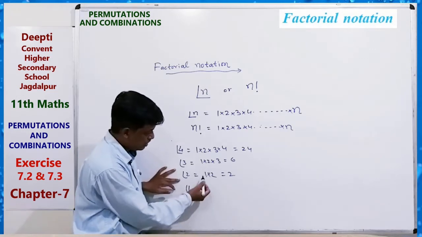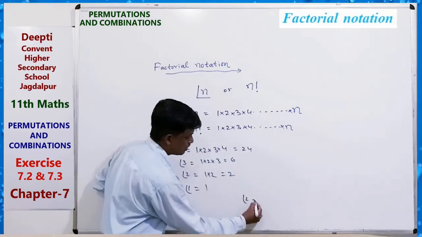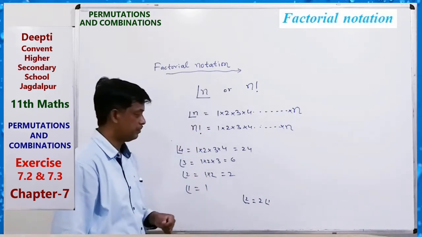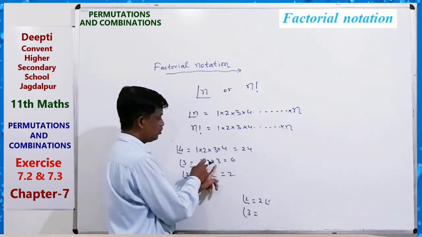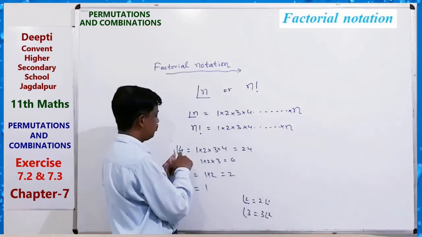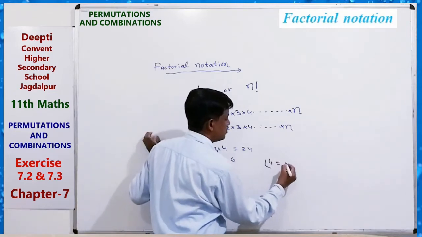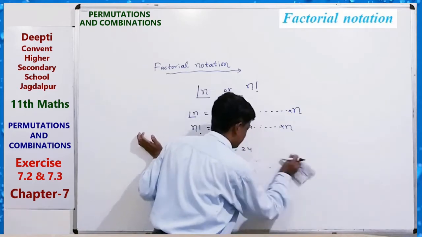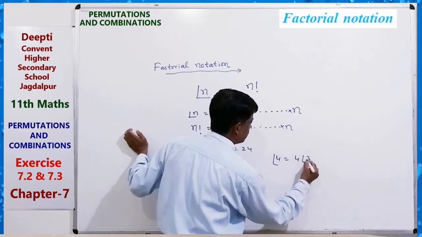Clear? So here we can see that 1 can be written as factorial 1. So factorial 2 can be written how? 2 into 1 factorial. Similarly, factorial 3 equals 3 into 2 factorial. Similarly, factorial 4 equals 4 into factorial 3. So factorial 4 equals 4 into 3 factorial.